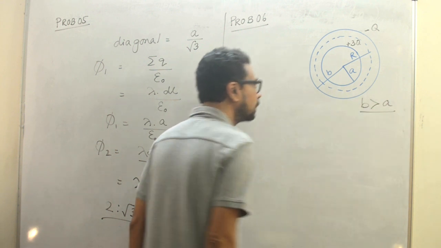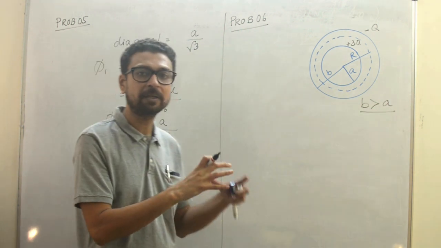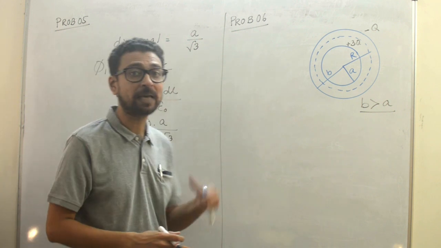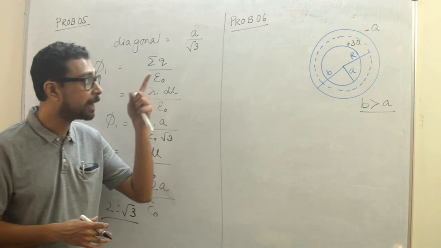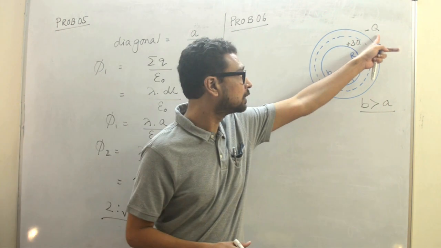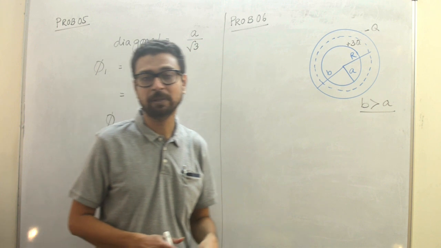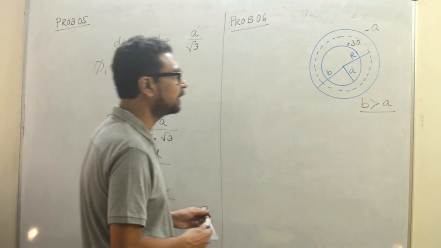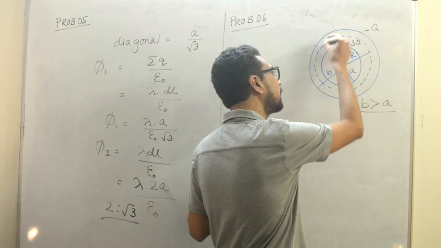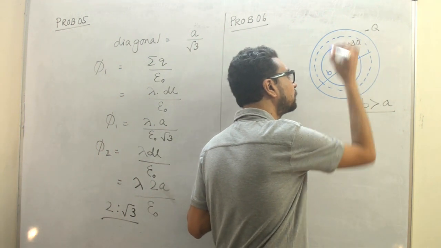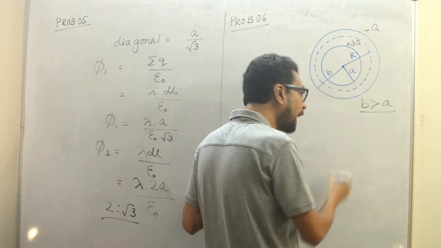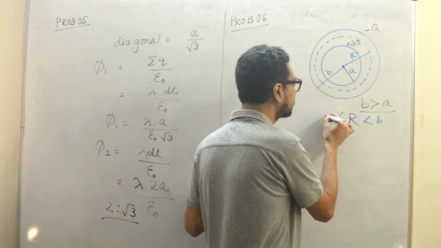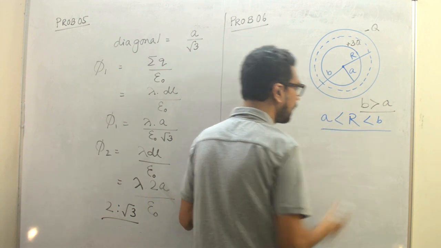So there is a sphere of radius small a having a plus 3q charge. There is a spherical shell enclosing the sphere with a charge of minus q, having a radius small b which is greater than a. They have asked us to find the electric field at a point at a distance capital R from the center, and they have mentioned this capital R is less than b but greater than a.